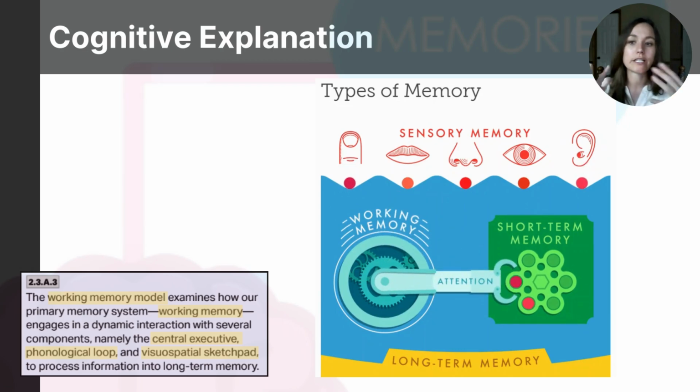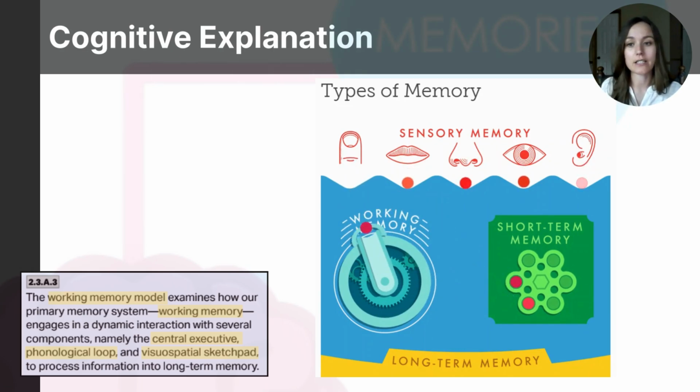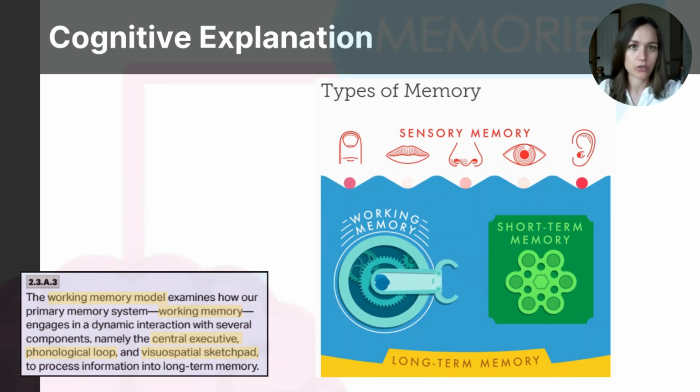Now, working memory and attention have a limited capacity. There's only so much information we can hold and manipulate in our minds, and there are only so many things we can attend to at once.